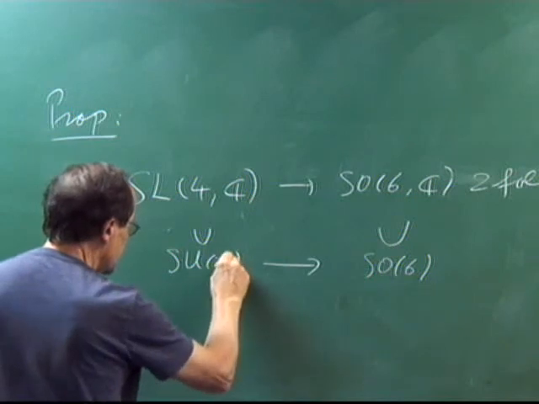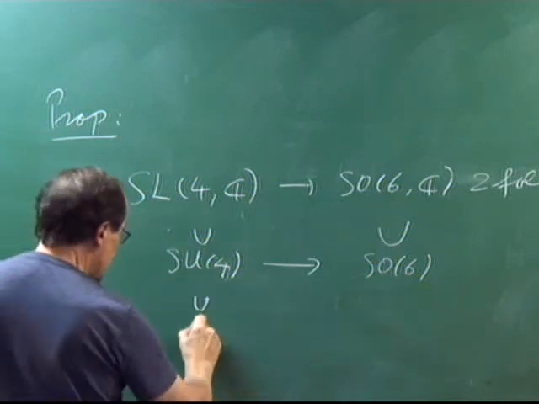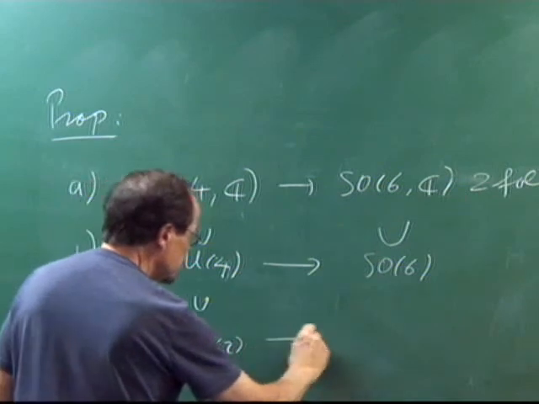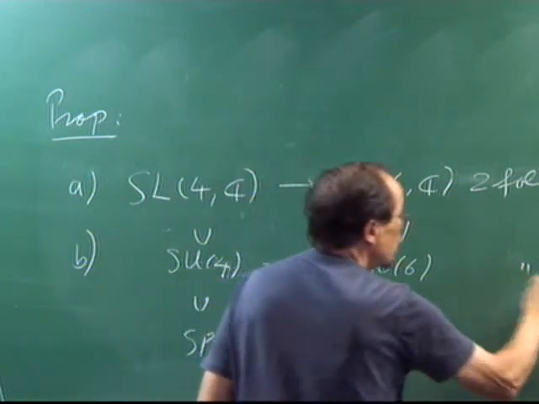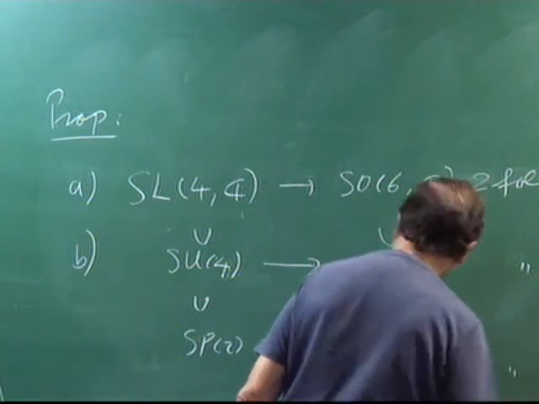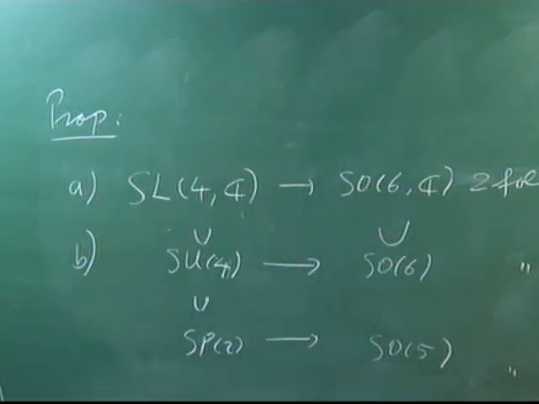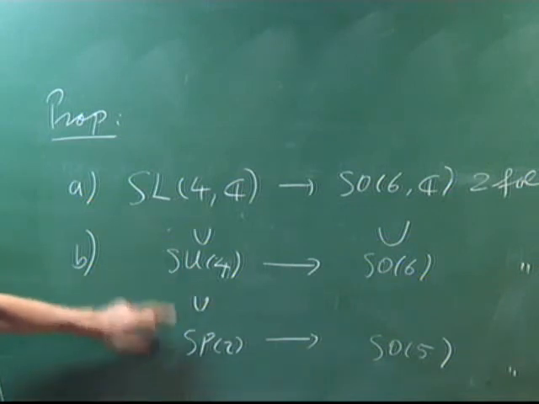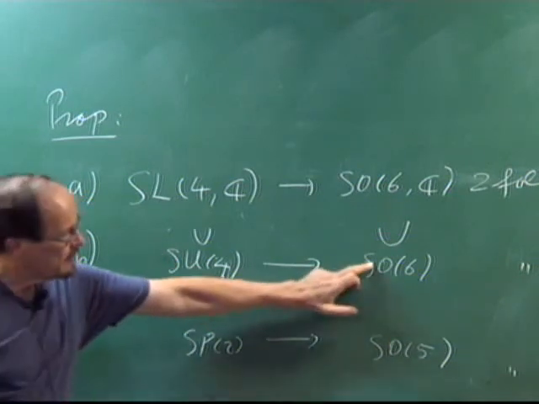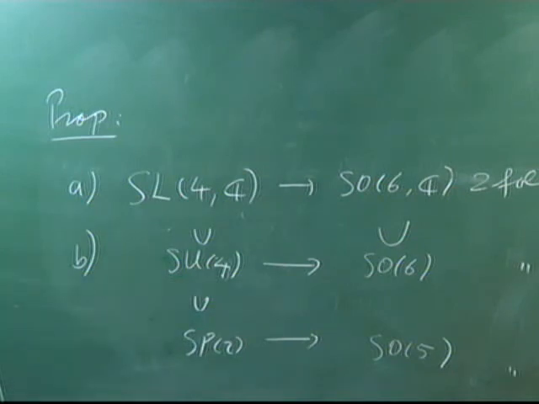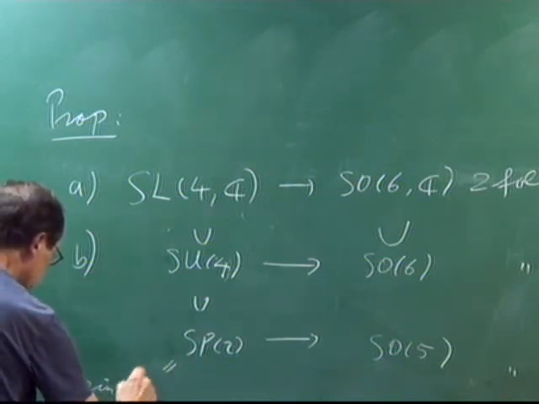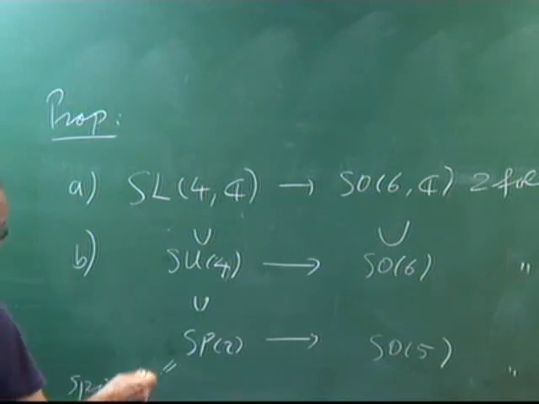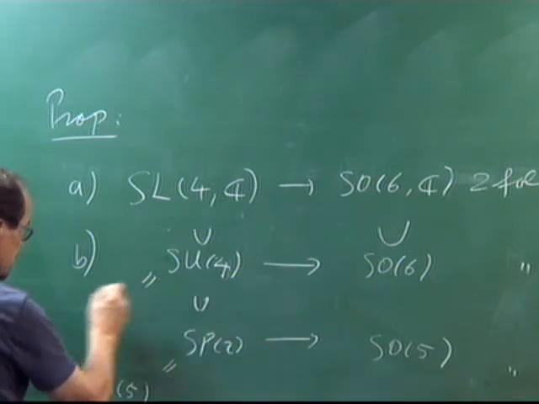SU4, sorry. Inside SU4 I have an Sp2, and that goes, I claim, to SO5. So these are all two-fold covers. And we already saw that these are simply connected, right? So this is like the universal cover of SO6 and SO5. In our language, this would be the spin group. This is Spin 5, and this is Spin 6.